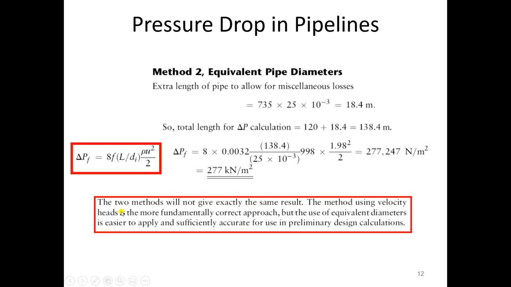The two methods will not give exactly the same results. The method using the velocity heads is the more fundamentally correct approach, but the use of equivalent diameter is easier to apply and sufficiently accurate for use in preliminary design calculations. This means method 2 is suitable for preliminary design calculations, but to get more accurate pressure drop calculations, method number 1 is the more correct approach.